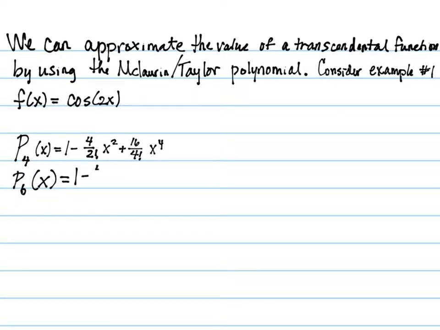So just for the sake of looking at patterns here, I've got everything I already have on the screen before. And what would happen next? Would I have a positive or a negative? It's negative. They're alternating. I'd have 64 on top over 6 factorial on bottom, x to the 6th. Okay, so this is what it would look like if I had the 6th polynomial.